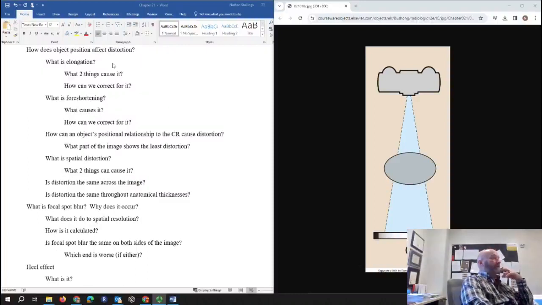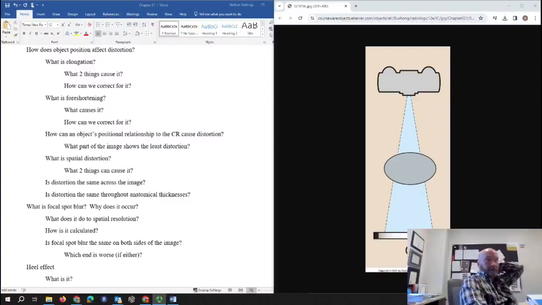So we just really talked about this. Elongation is angulation of the central ray, angulation of the image receptor, and foreshortening would be angulation of the part. Repositioning, all of those would be how you correct for it.